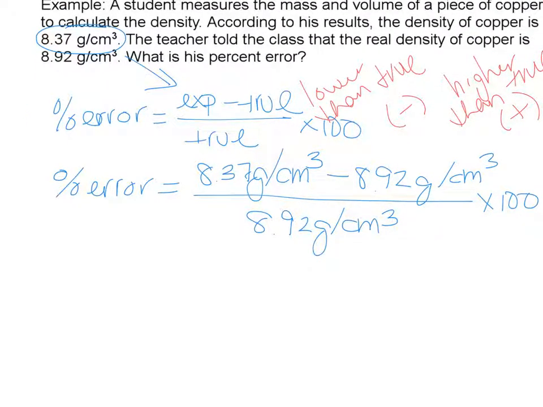What I am going to do is pull out my phone and calculate that right now. 8.37 minus 8.92 equals, divided by 8.92 equals, times 100 equals. All right, so the value that I got was negative, and that makes sense. Why? Because my value was lower than the true value.